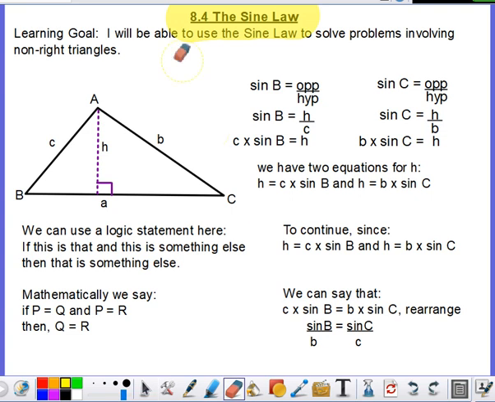So before we get going here, our learning goal for today is that we want to be able to use the sine law to solve problems involving non-right triangles. Before we actually jump into the sine law and doing some calculations, I want to show you why the sine law actually exists. I don't want to give you a formula and just have you memorize it. I want to explain why this thing is the way it is.